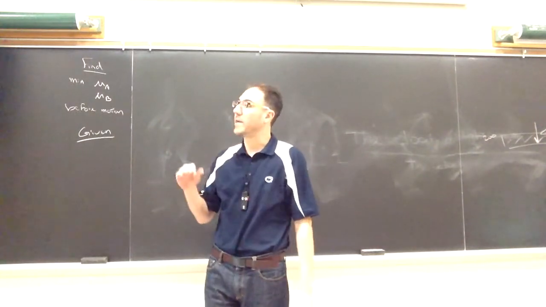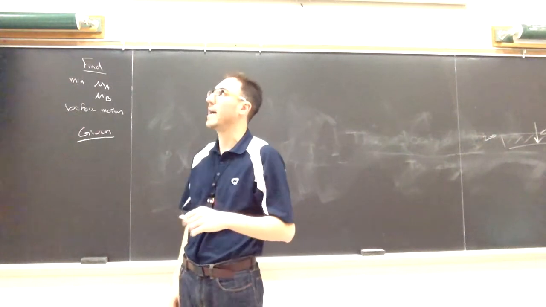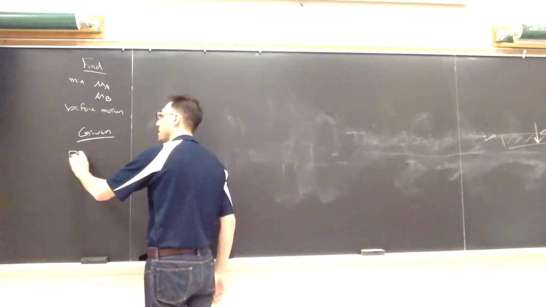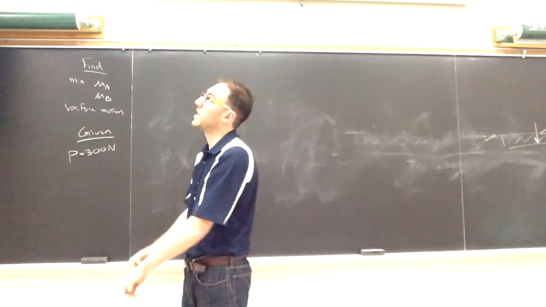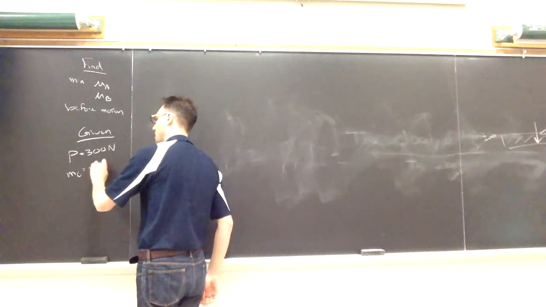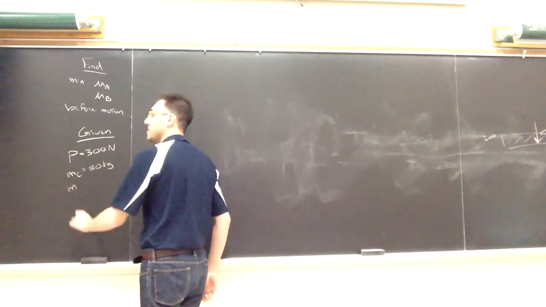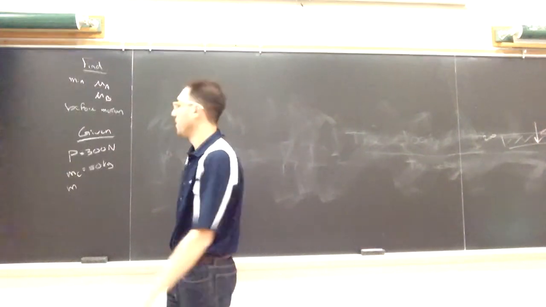Here we're given that we know what the applied load is, so it's a little bit different than the types of ones we've been looking at. We're applying a load of 300 newtons. We know the mass of the block C is 50 kilograms, and the mass of the spool was 40 kilograms.